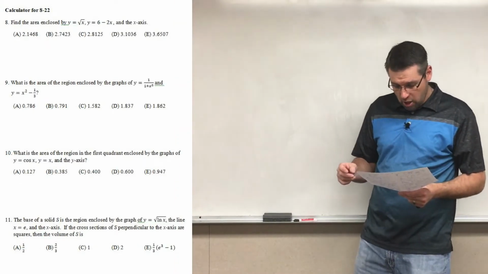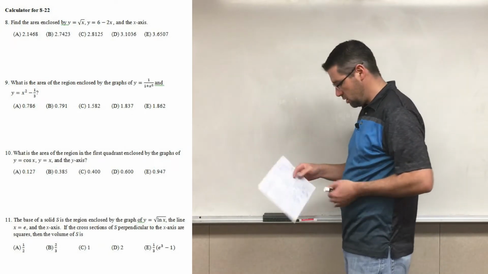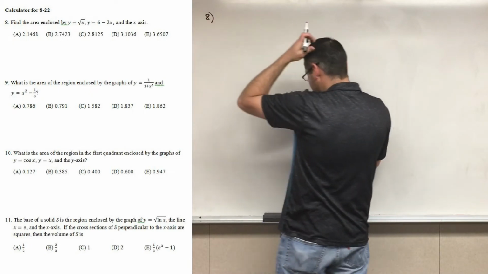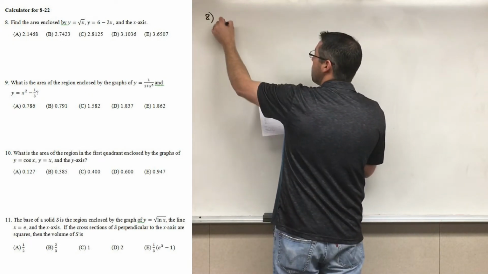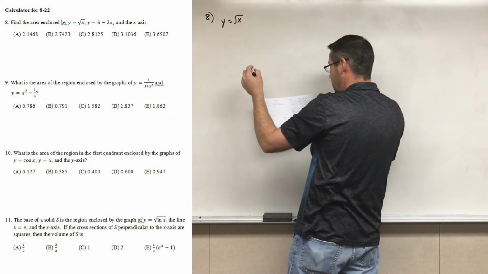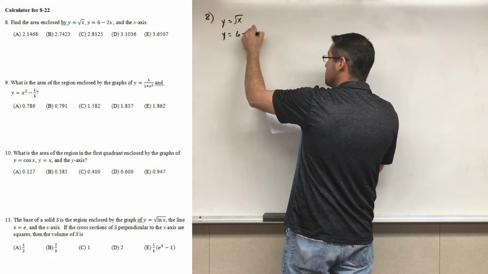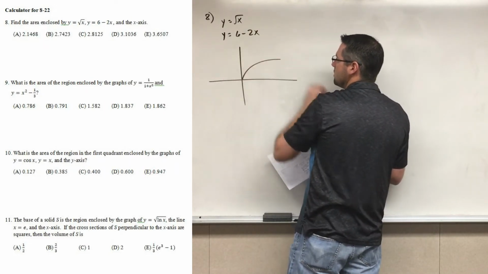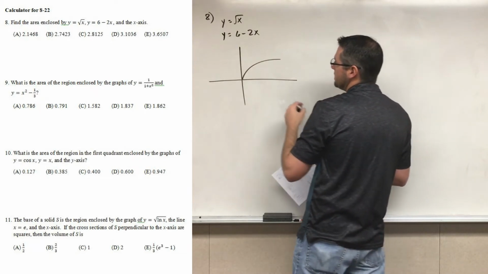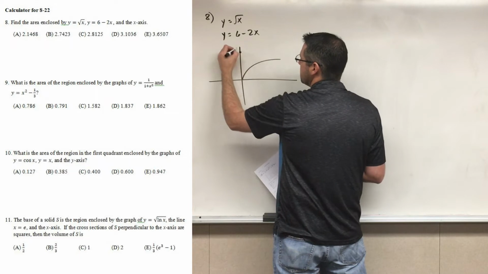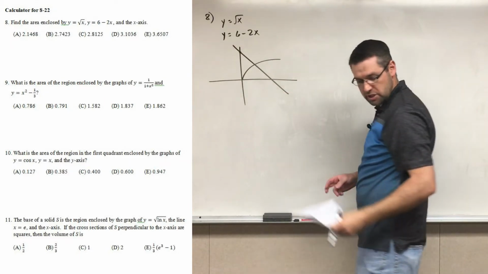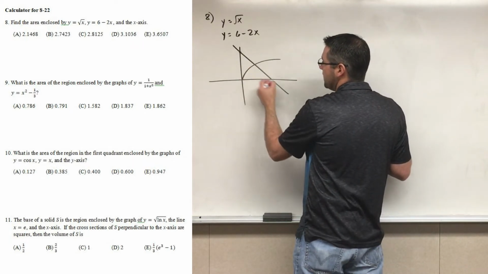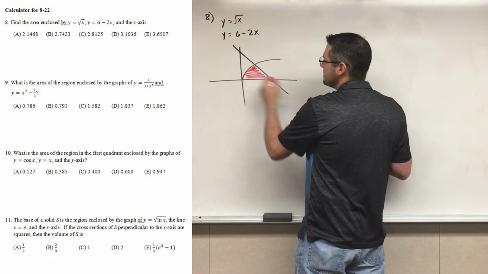Okay, so continuing on with the multiple choice questions that are the calculator problems. Number 8, it says that we are looking for the area that's enclosed by y equals radical x, and then y equals 6 minus 2x, and the x-axis. So if we go ahead and graph this, radical x looks like that. 6 minus 2x is going to have a y-intercept of 6 and a slope of negative 2. And we're looking for the region that's bounded by the curve, the line, and the x-axis, it says. So we're looking for this area.